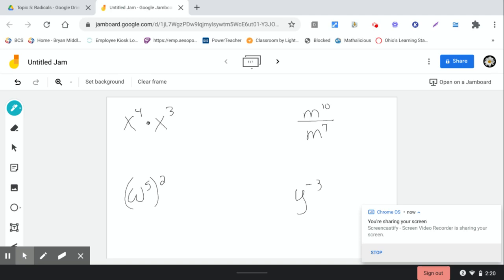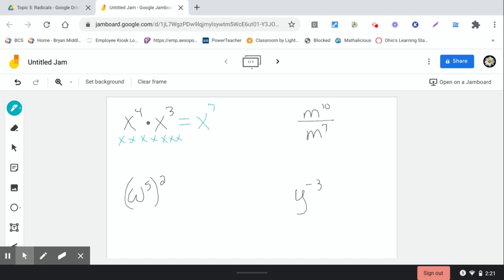Before we move on to the last set of problems, I want to remind us of some of our exponent rules that we did back in junior high and in Algebra 1. So if you are multiplying x to the fourth times x cubed, you add those exponents. It's x to the seventh because x to the fourth means x times x times x times x, and x to the third means x times x times x, and you can clearly see there's 7 of those.